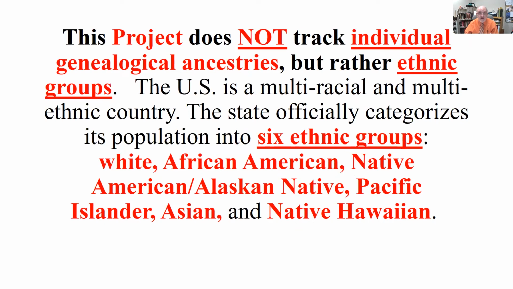This project does not track individual genealogical ancestries, but rather ethnic groups. The U.S. is a multiracial and multi-ethnic country. The state officially categorizes its population into 6 ethnic groups: white, African American, Native American or Alaskan Native, Pacific Islander or Asian, and Native Hawaiian.